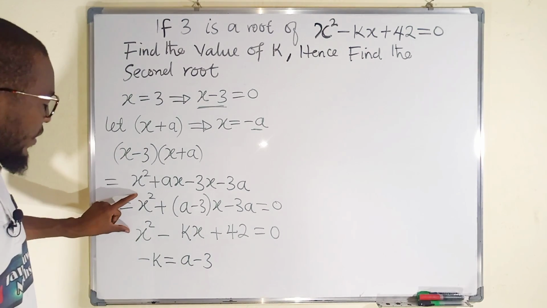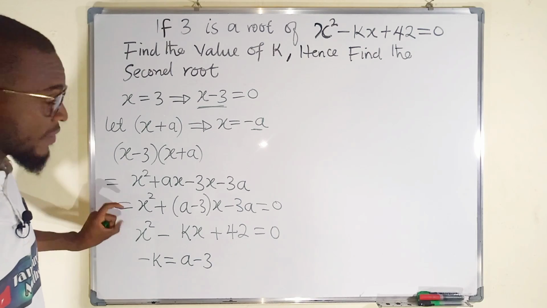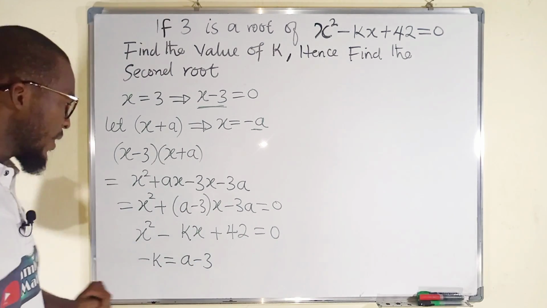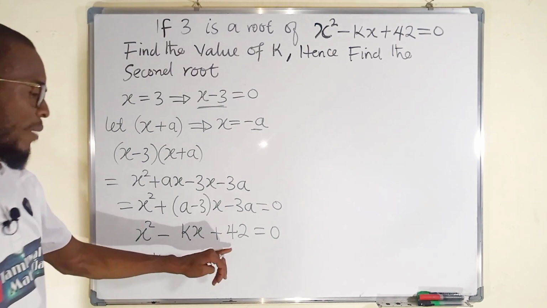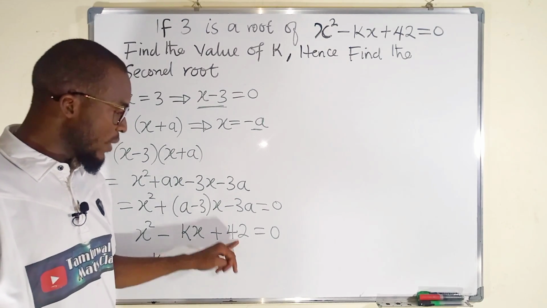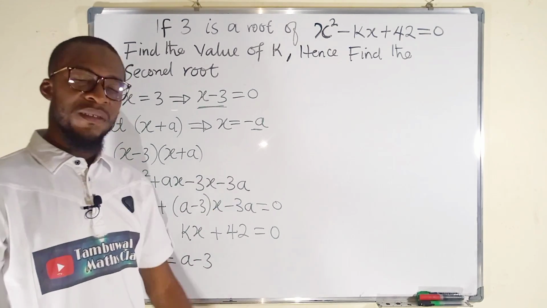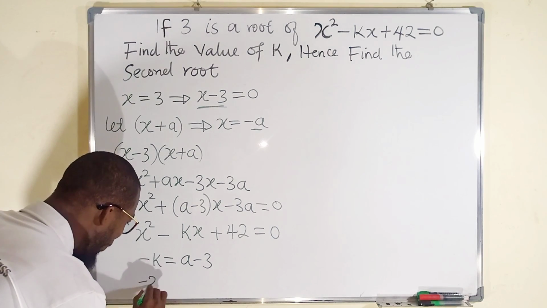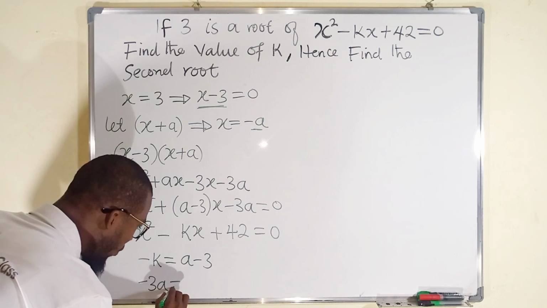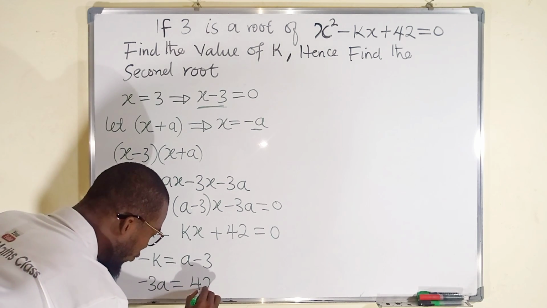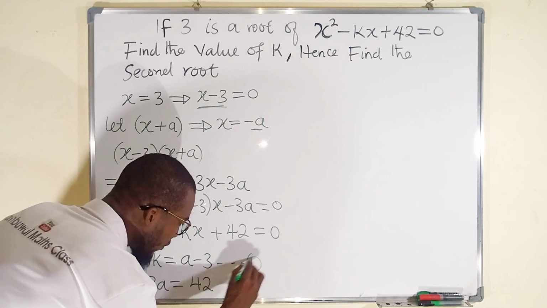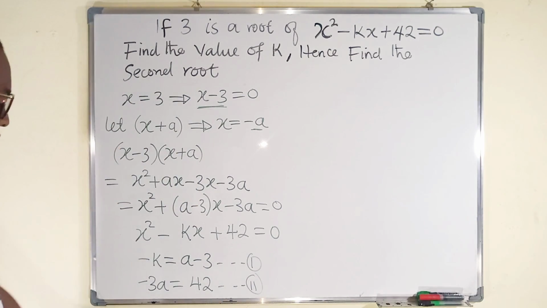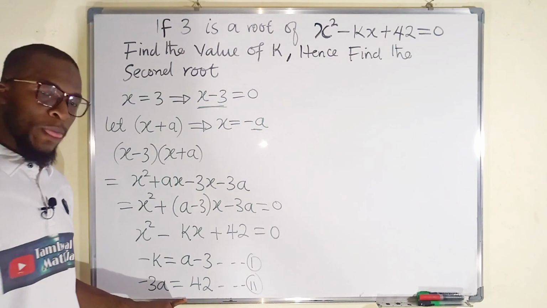We have no problem with the first terms because you can see they are exactly the same. We are only interested in the second and the third terms. From the second equation, you can see the constant is 42, and here our constant is negative 3a. So we can say that negative 3a from the first equation will be equal to this 42. So we have formed 2 equations which are very simple to solve. Let us start with equation 2.